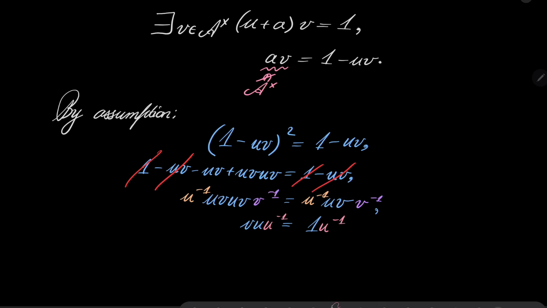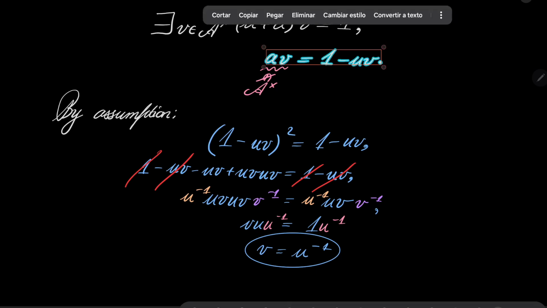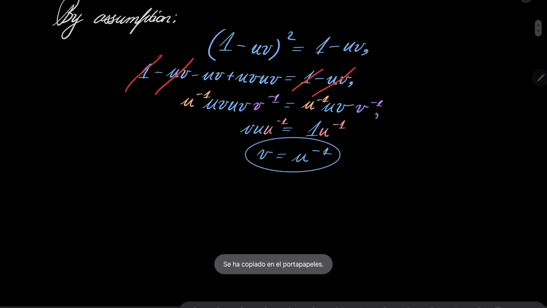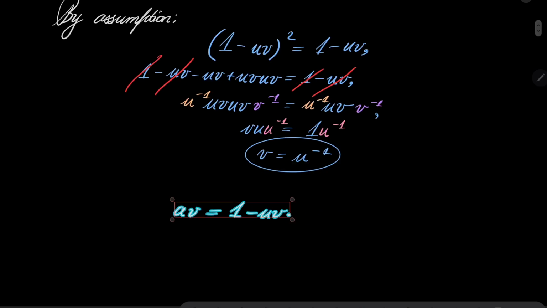We get that V equals U inverse. But that leads to a problem, because let's copy this line right here. And now we get the following. AV equals 1 minus UV, but what is UV? It's 1 minus U inverse. 1 minus 1 is 0.